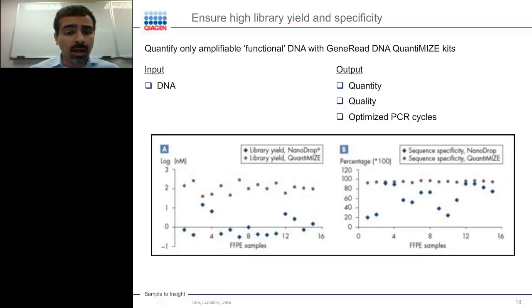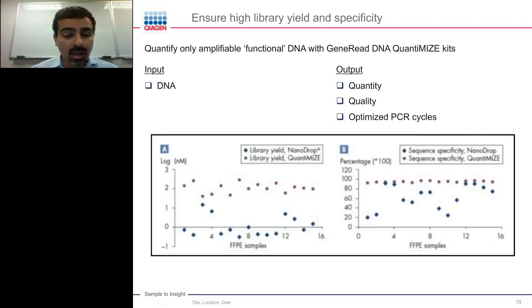So when we look at the library yield of those samples, if they were quantified by spectrophotometry methods, you can see in the blue diamonds that the library yield is pretty much all over the place. You get some samples that have not yielded any library fragments, whereas some have yielded some library fragments, but not optimal amounts of library fragments.